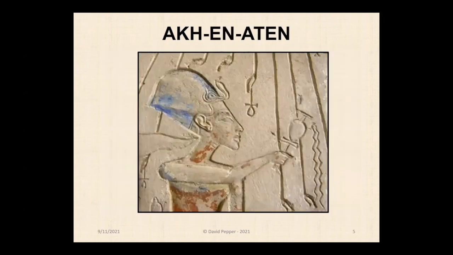Akhenaten, whose name means beneficial to the Aten, was, of course, the revolutionary pharaoh who tried to change Egyptian religion and art during the brief 17-year period between approximately 1353 and 1336 BCE.